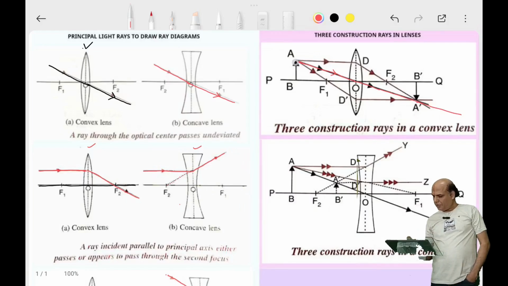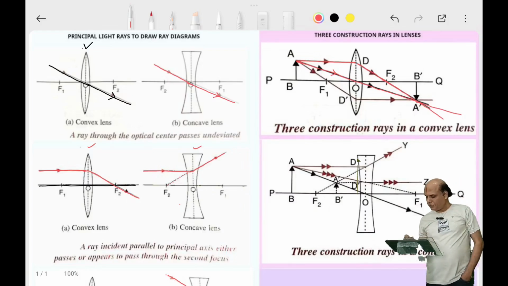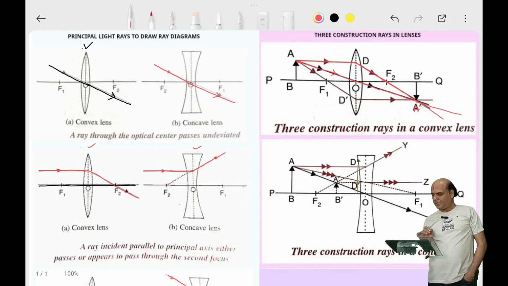Now from the same point A, if you are considering the second kind of principal light ray, that is the light ray incident parallel to the principal axis. After suffering refraction through the lens, it passes through the focal point. Okay, so if you see, these two light rays are enough to arrive at the image point A dash.